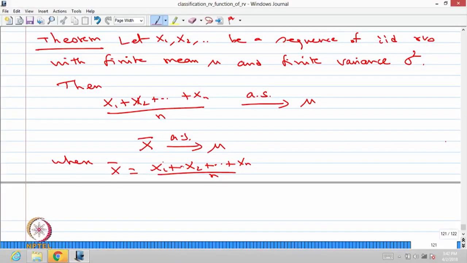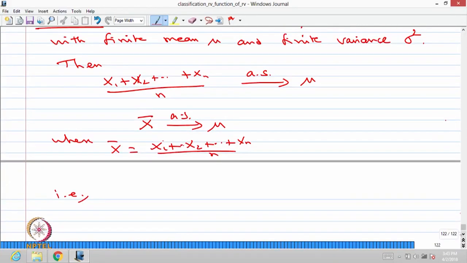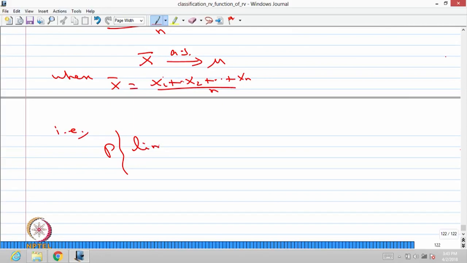That means if you have a sequence of random variables, all are IID, having at least second order moments, then adding all those random variables divided by n, that is nothing but the average of n random variables, converges to the mean of this random variable, that is mu, and that convergence takes place almost surely. That means the probability of the limit n tends to infinity of x bar equal to mu is equal to 1.